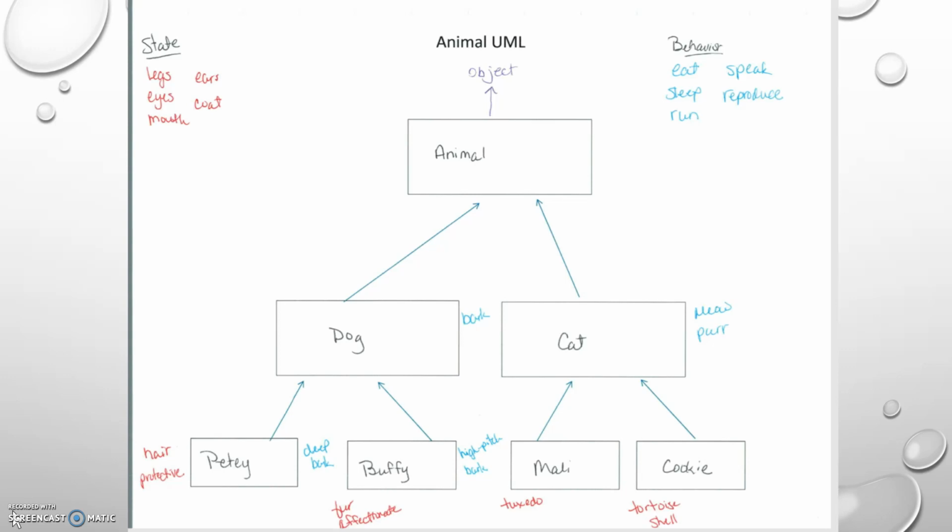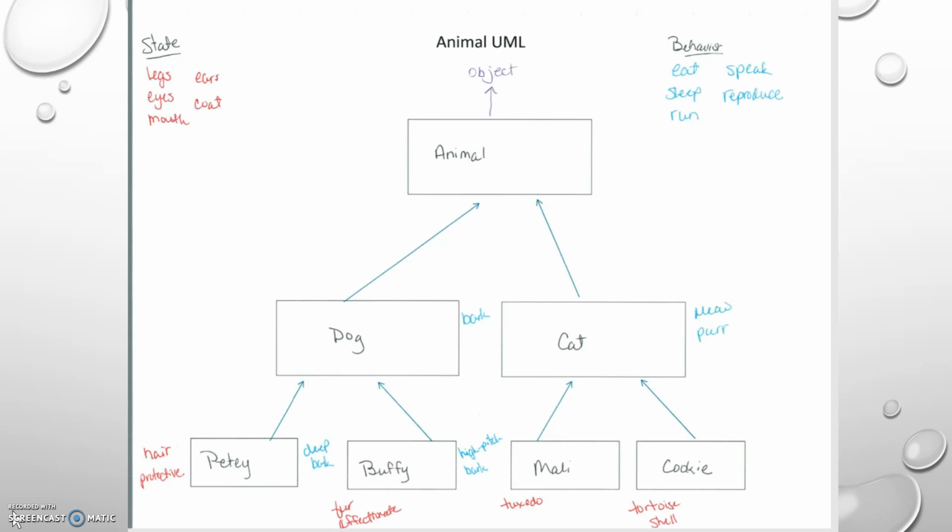So looking at our next level, we decided on two animals, a dog class and a cat class. Now the dog is going to inherit legs, eyes, mouth, ears, coat, eat, sleep, run, speak, and reproduce from the animal class. We did decide, though, that a dog is going to speak a little bit different than just a general animal. So we're going to override the speak method with a bark method.